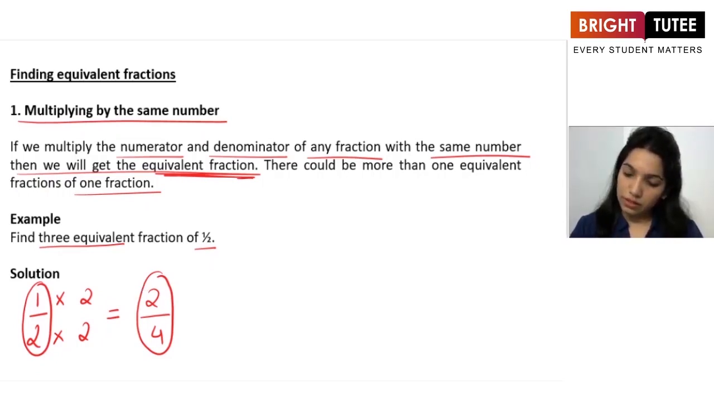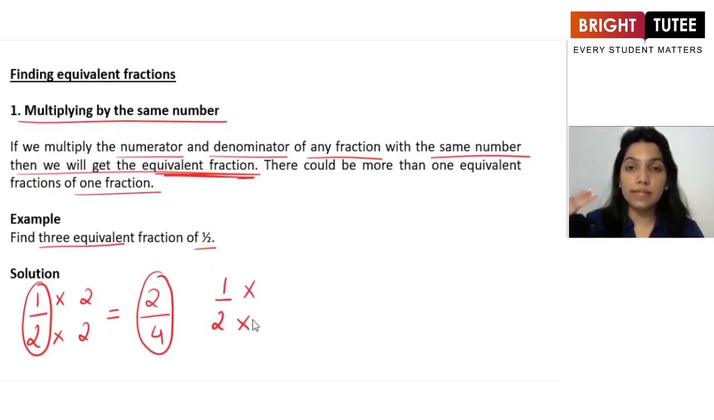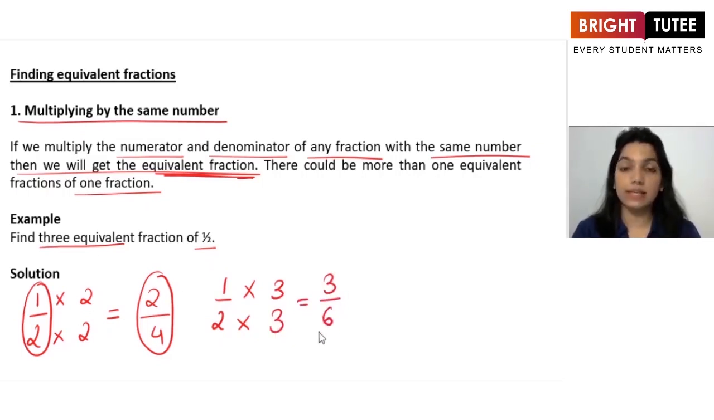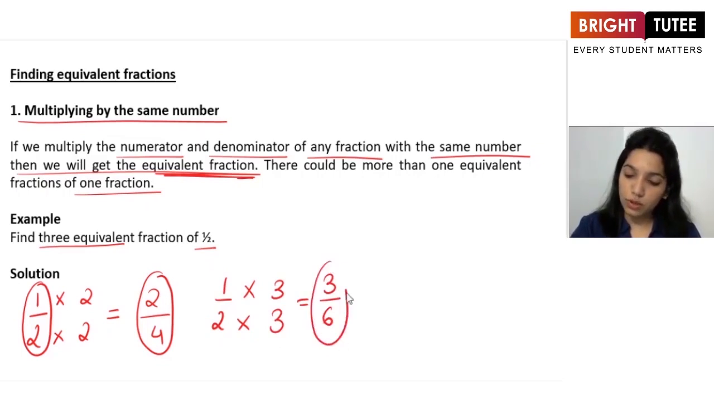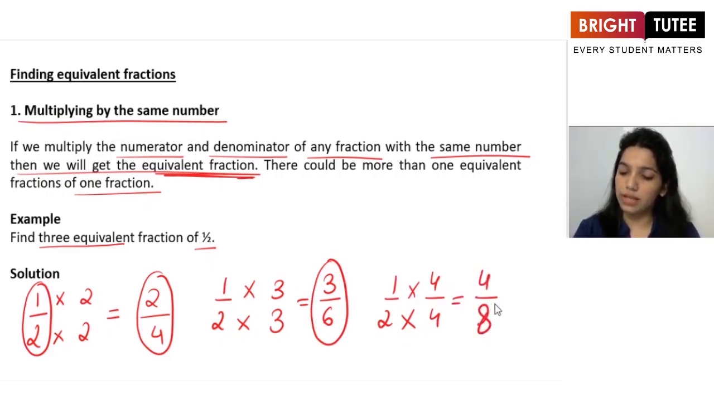Now let us find what more fractions are equivalent to 1 over 2. Again, let us multiply 1 over 2 by a particular number, the same for numerator and denominator. Let's say 3. So the numerator will be 3 and the denominator will be 6. So what is equivalent to 1 over 2 is 3 over 6. Let us write one more. So 1 over 2 times 4 gives 4 over 8. I hope this is simple.